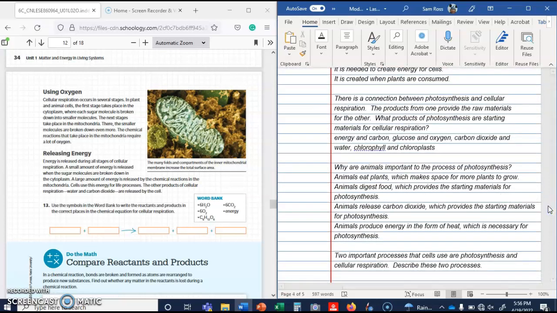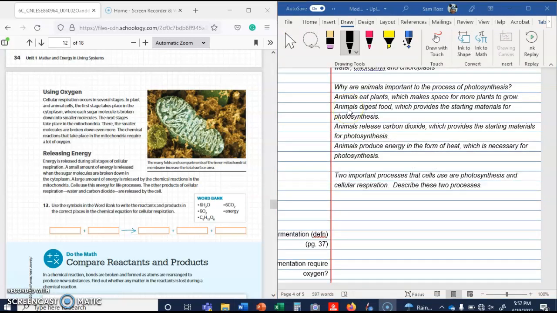There is a connection between photosynthesis and cellular respiration. The products from one provide the raw materials for the other. What products of photosynthesis are starting materials for cellular respiration? So the products of photosynthesis are glucose and oxygen. Those are going to be the reactants or the starting materials for cellular respiration.